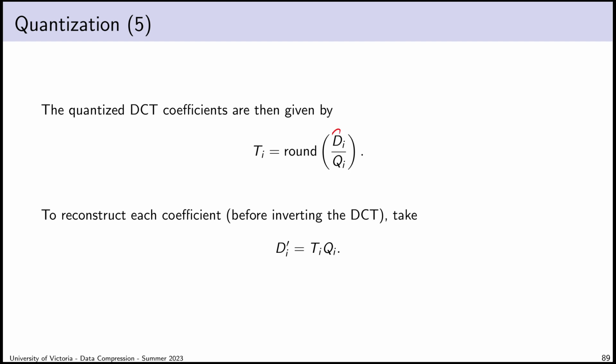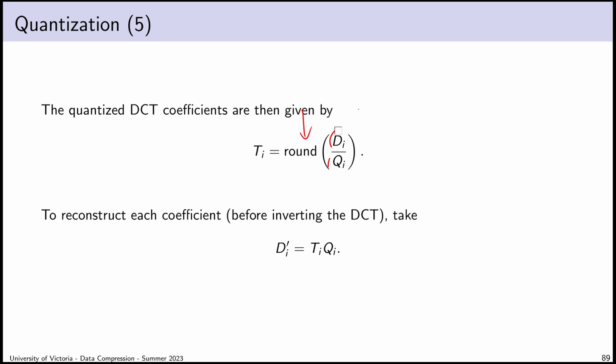I take the values of my DCT, and these are still real numbers at this point. They still can have a fractional component. I divide them by the corresponding quantization value, and then I round the result to an integer. Let's just do an example of this.